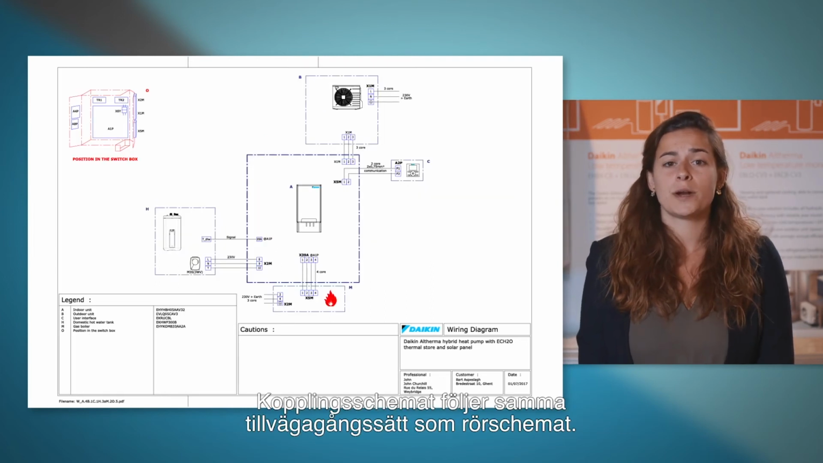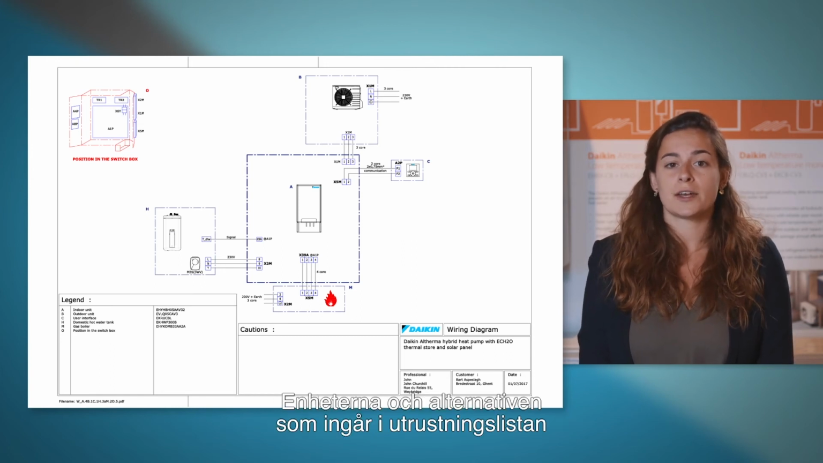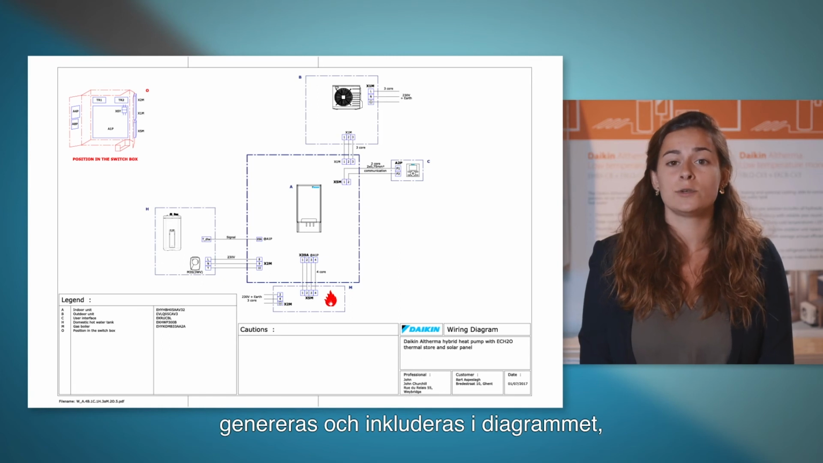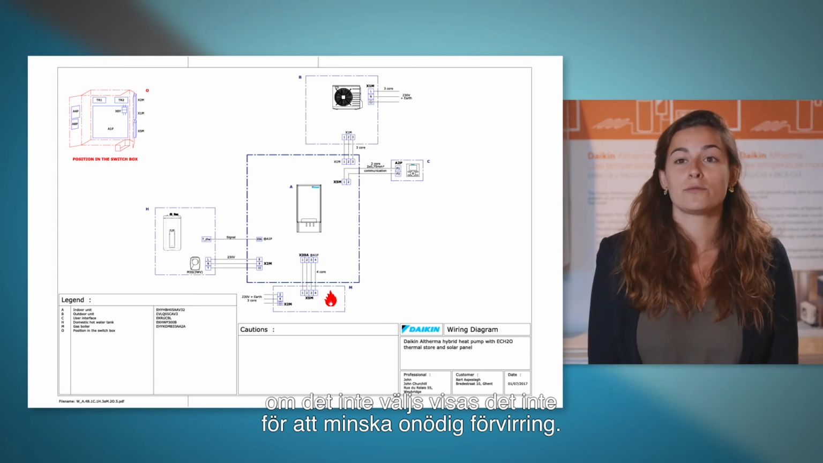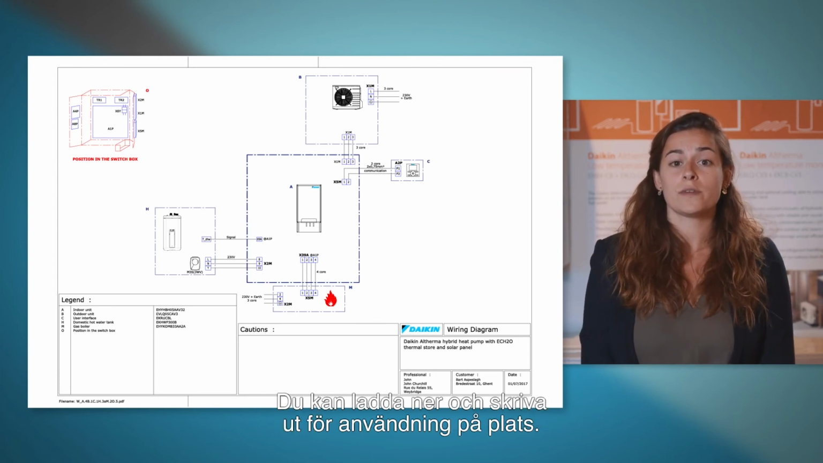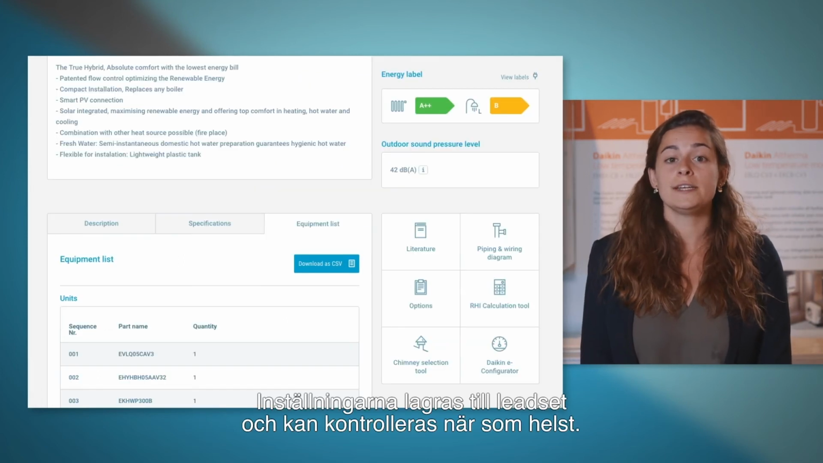The wiring diagram follows the same procedure as the piping. The units and options, which are part of the equipment list, are generated and included onto the diagram. If it is not selected, it is not shown to reduce any unnecessary confusion. You can download and print for use on site. The settings are stored to the lead and can be consulted at any time.